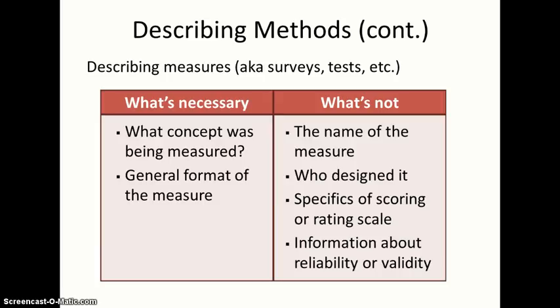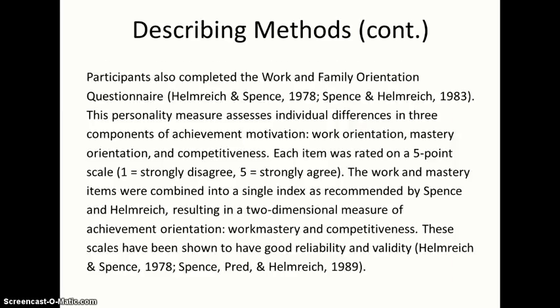So what I'd like to give you here is an example that I copied from a journal article. So this is original text from one particular article. And again, you can see here that they've got a lot of different information. They're telling you about the Work and Family Orientation Questionnaire that was designed by Helmreich and Spence and Helmreich. They're telling you what it measures, what 1 and 5 were on the 5-point scale, and then some details of the scoring and the reliability and validity. A lot of that not important in a brief summary.